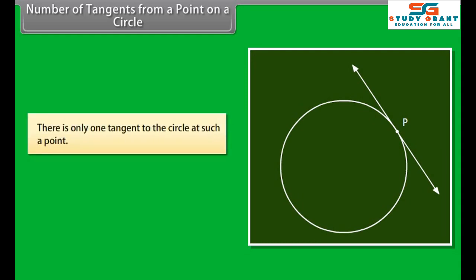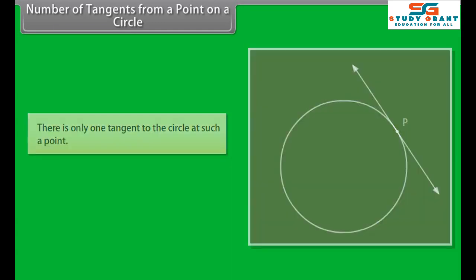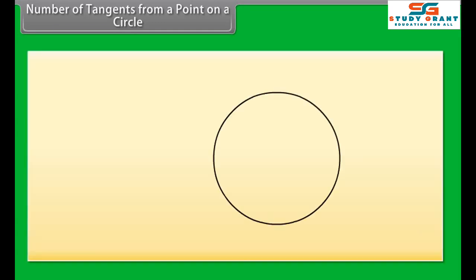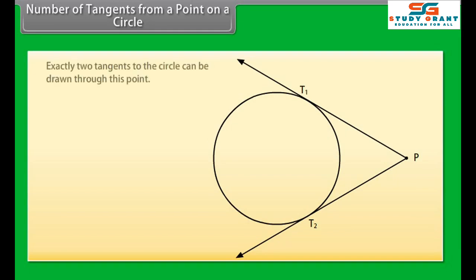We can observe that there is only one tangent to the circle at such a point. Finally, take a point P outside the circle and try to draw tangents to the circle from this point. We can find that exactly two tangents to the circle can be drawn through this point.